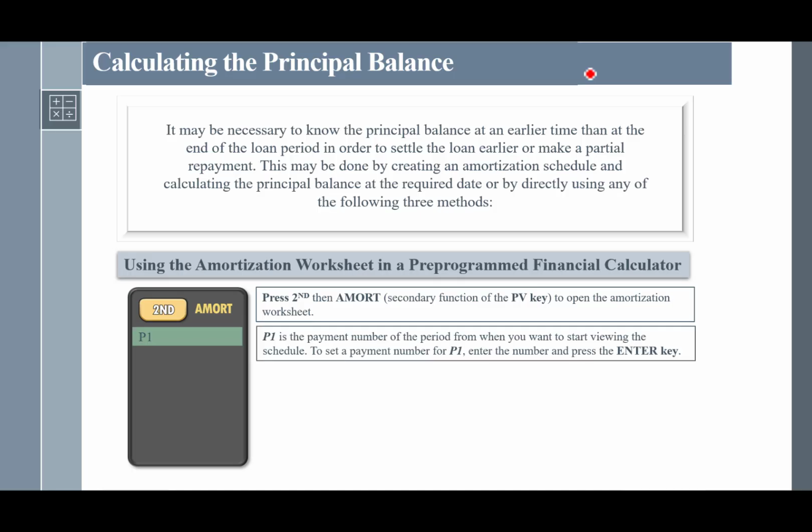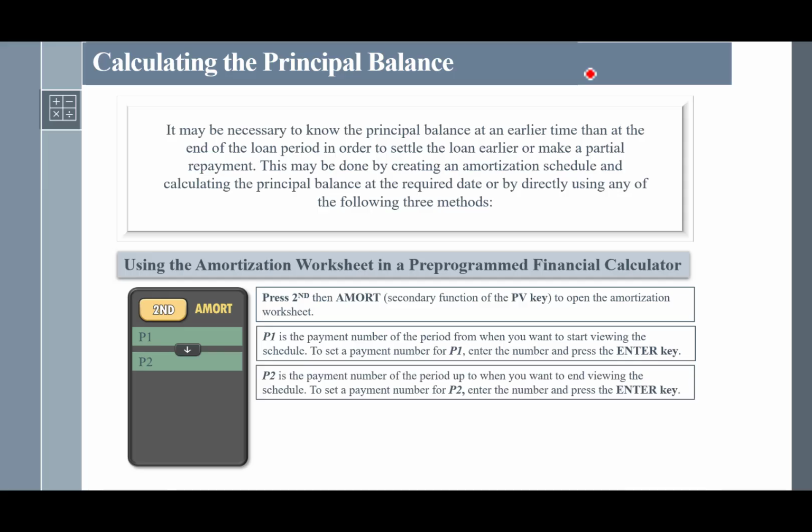So P1 is the payment number. Where do you want to start? Could be the first payment, could be the 12th payment, could be the 36th payment. What do you want the worksheet to display? Could be everything. So if you want a specific period, let's say the 12th payment, I will enter P1 as 12. Then you have to enter P2, from to what payment you want to see. If you want to see only the 12th payment, I will enter both P1 and P2 as 12.